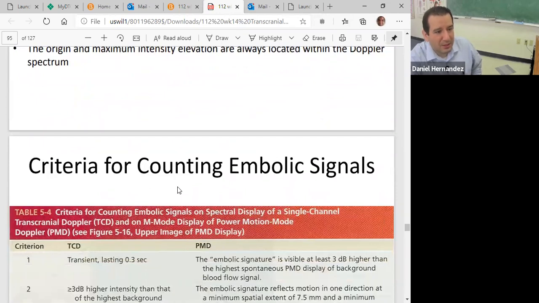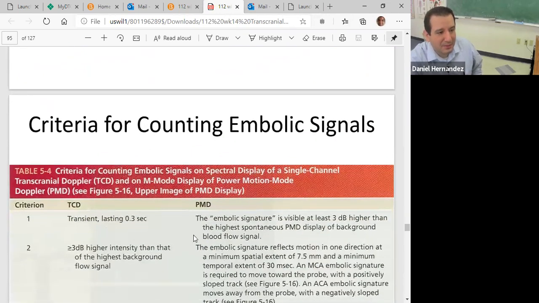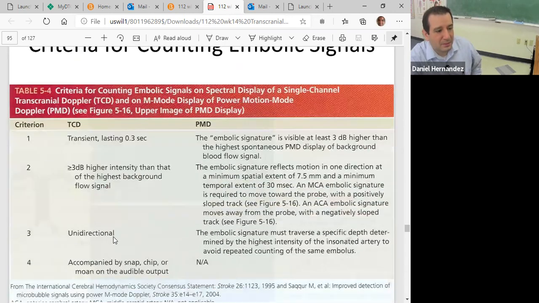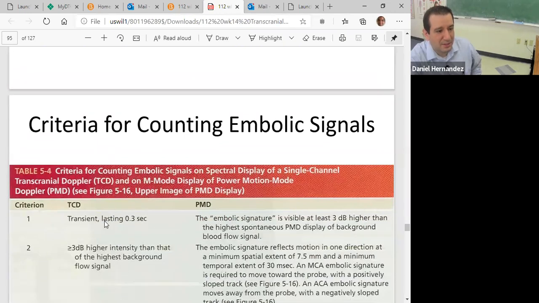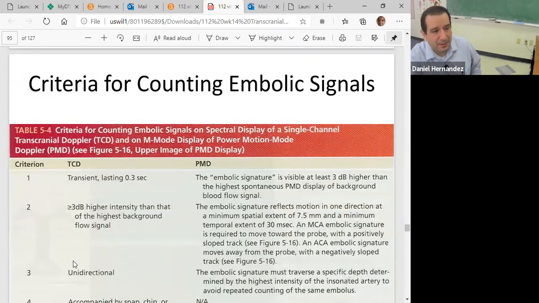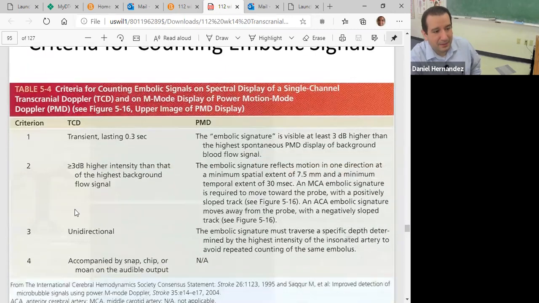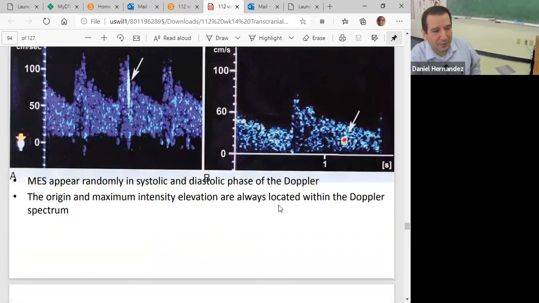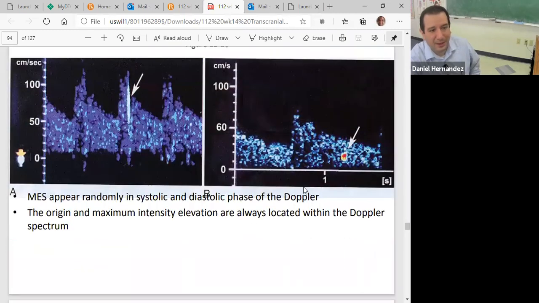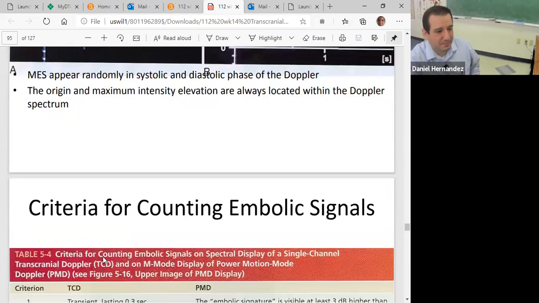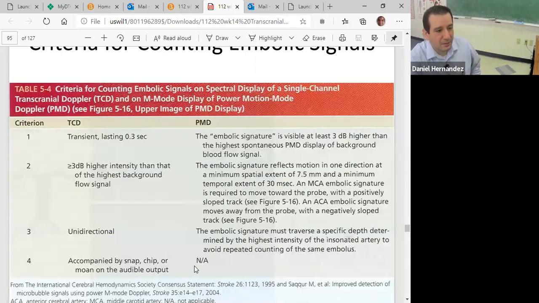So this is the criteria for counting embolic signals. They have to be transient, lasting less than 0.3 seconds. They have to be high intensity. They're typically unidirectional, so in the same direction as the blood flow, so you're not going to typically find these below the baseline. And then they're accompanied by that audible sound.